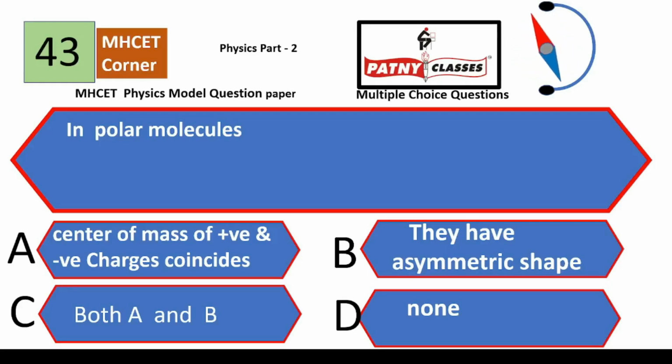So the option B, that is polar molecules have a symmetric shape. Therefore we lock option B.